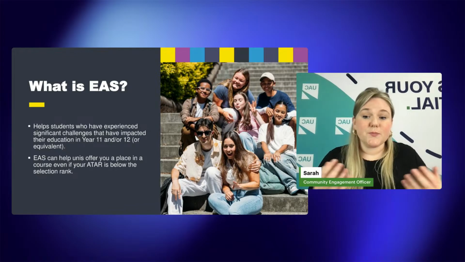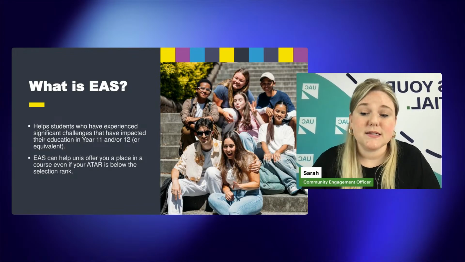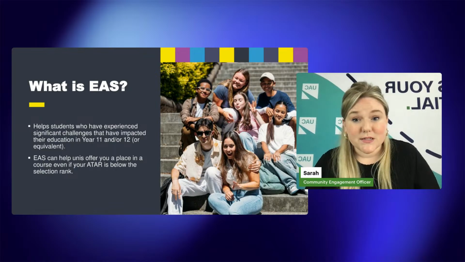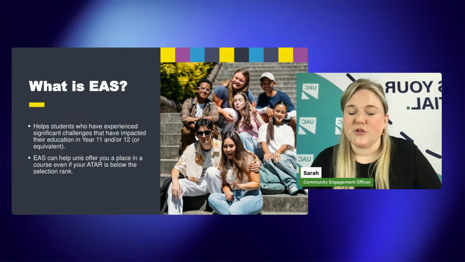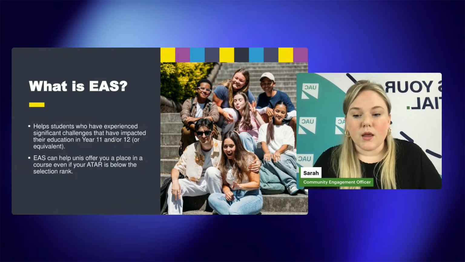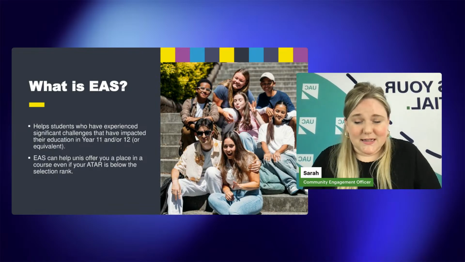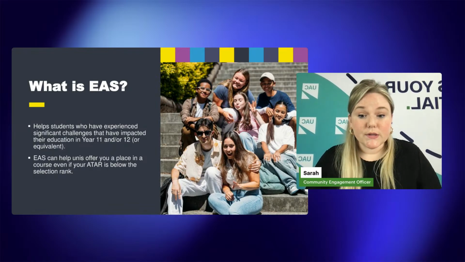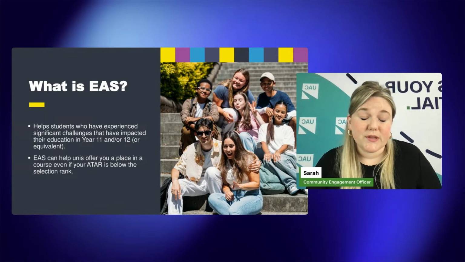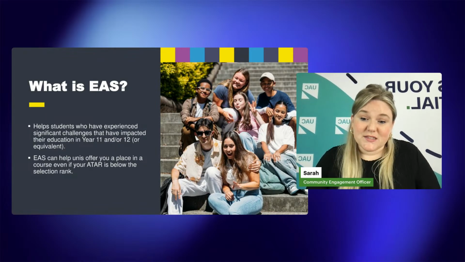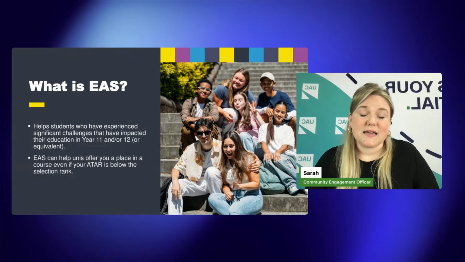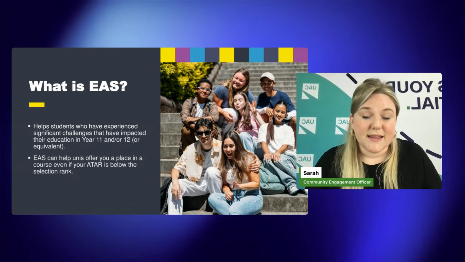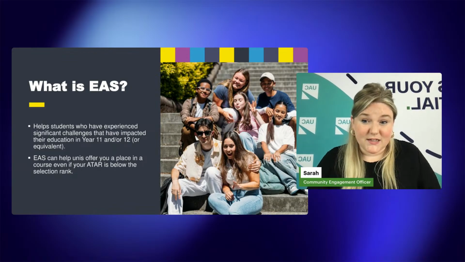What its purpose is, is to help students who have experienced significant challenges that have impacted on their education in year 11 and or year 12 or the equivalent. So if you're doing the IB, for example. EAS essentially can help unis offer you a place in a course, even if your ATAR is below the selection rank. Each university will have a selection rank for a course, and they'll have an ATAR associated with that. But what EAS can do is give you that little bit of a boost to get the selection rank that you might need to get into your course.